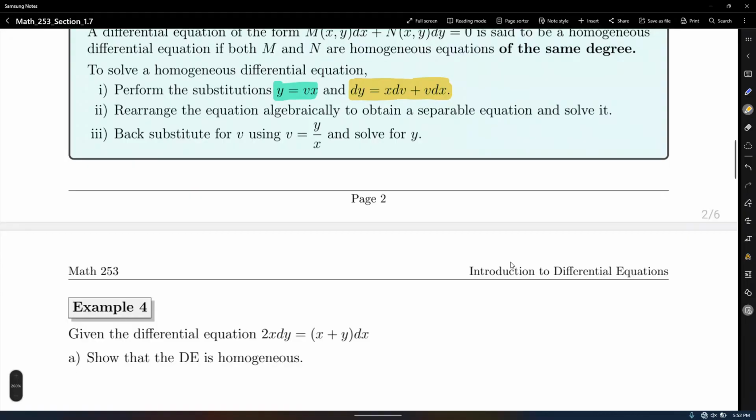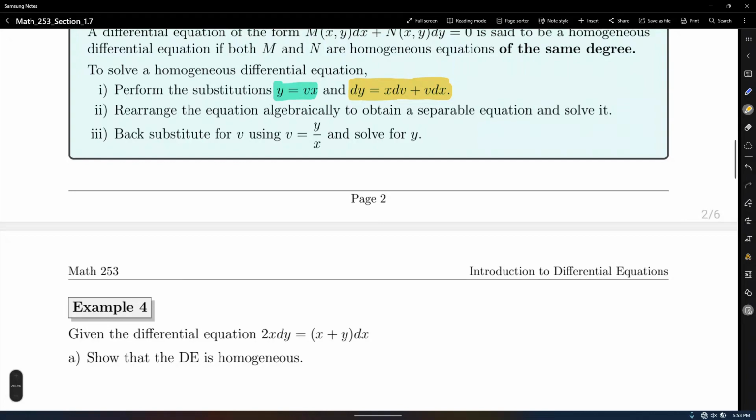Okay, so for example number 4, we're given a differential equation. Number 1, letter A, show that the DE is homogeneous. Okay? Well, by looking at whatever is multiplying the dy and whatever is multiplying the dx, we can tell it is homogeneous. Both functions are homogeneous of the same degree. Because what's the degree of 2x? Isn't that degree 1? That's going to output an r to the first. And then, yes, you have 2 terms. However, degree 1 plus degree 1, it's still another degree 1.